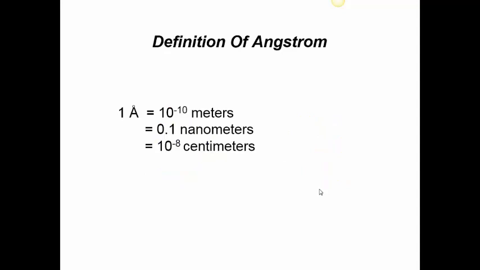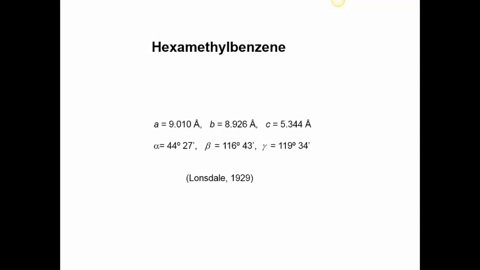Now we need to proceed, we need to define angstroms. So we have 1 angstrom is equal to 10 to the minus 10th meters, or a tenth of a nanometer, or 10 to the minus 8 centimeters. And here are the lattice parameters for hexamethylbenzene. You can see that A, B, and C are roughly 9, 8, 9, almost 9, and 5. And the angles between them are 44 for alpha, 116 for beta, and 119 for gamma. These were experimentally observed by Kathleen Lonsdale in 1929.